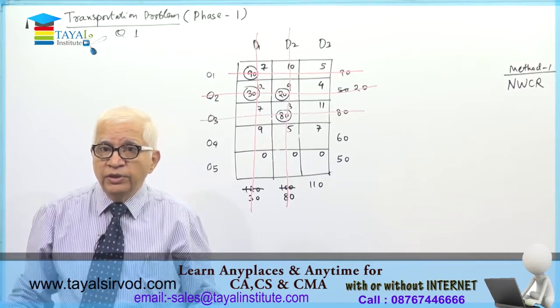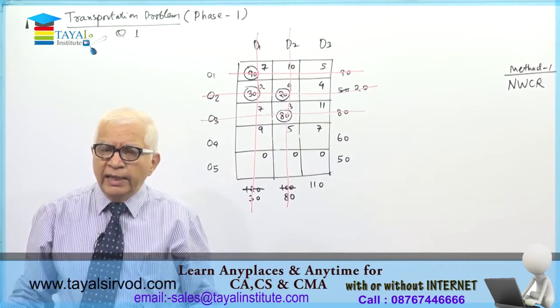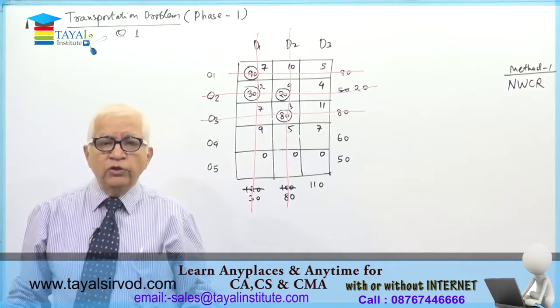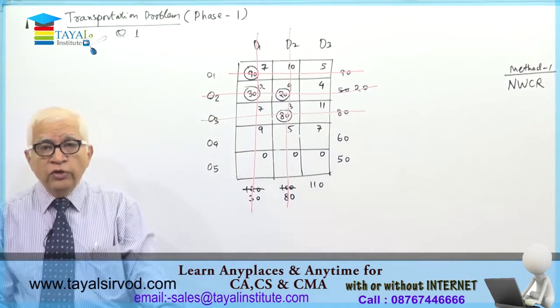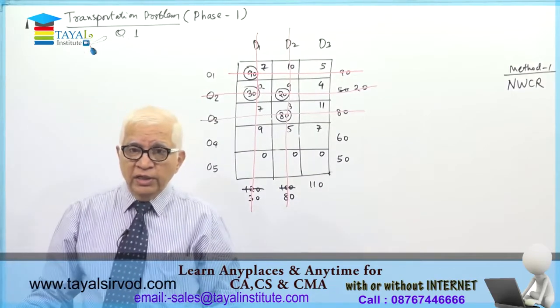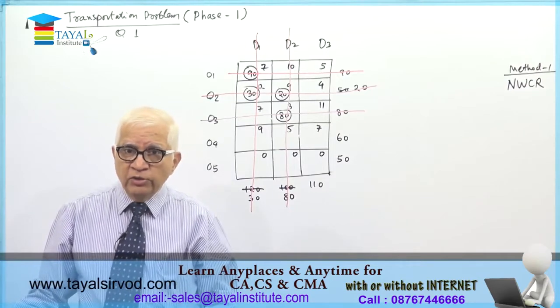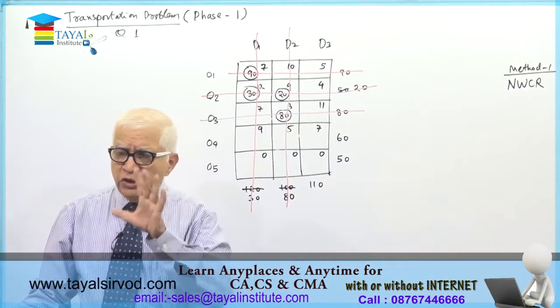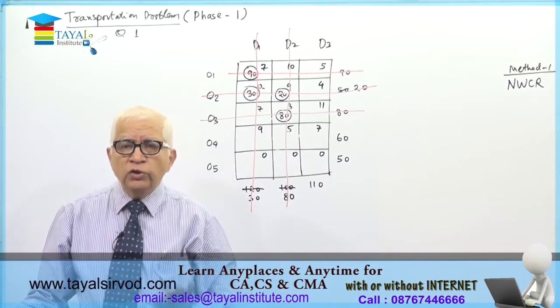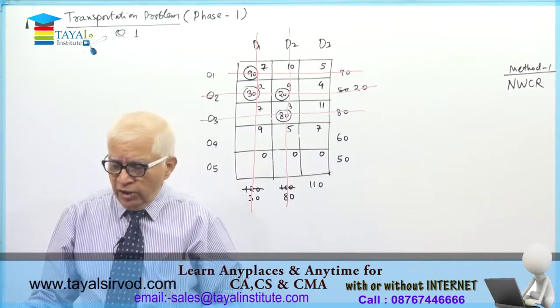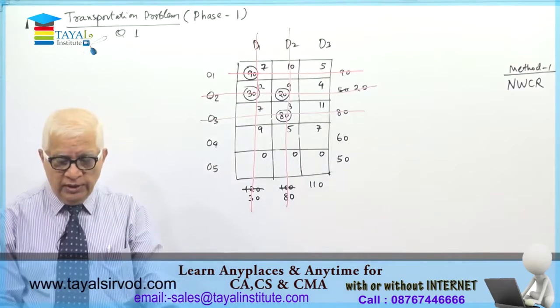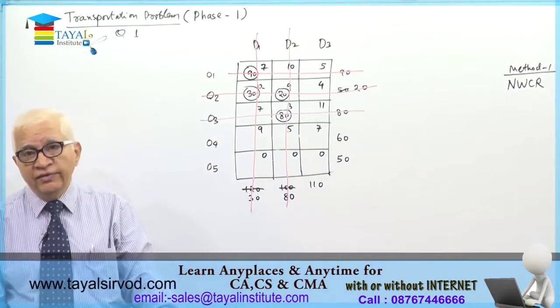Now what is the situation? 2 rows left and 1 column left. In any of the 3 methods, whether you are following northwest corner rule, least cost method, or Vogel's approximation method, this situation will always come. The situation is that only 1 row is left or only 1 column is left. Have we reached that situation? Yes, because only 1 column is left now.